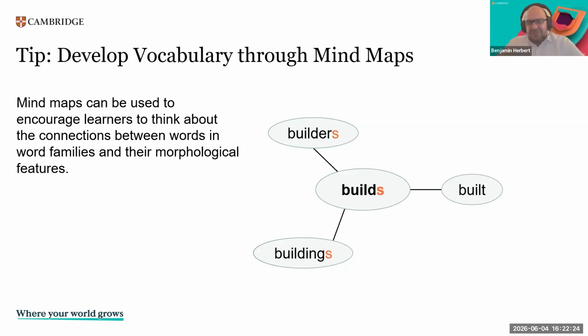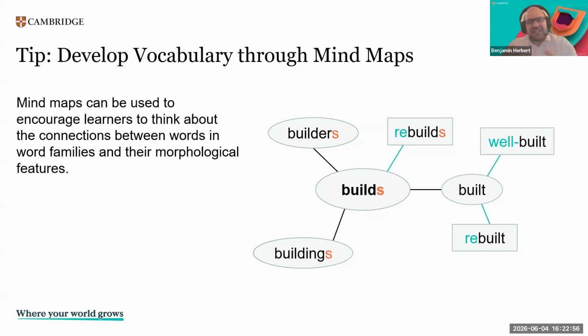And then I might say, well, are there any prefixes at B2 level? Can we add anything to change the meaning of these words? And well, from build, we could have rebuild. And here we haven't changed the word class, we've changed the meaning. So again, we could add our third person S. From built, and again, I would elicit from the learners, we could have rebuilt, well built, for example. So just getting them to think about how these word families can be constructed.